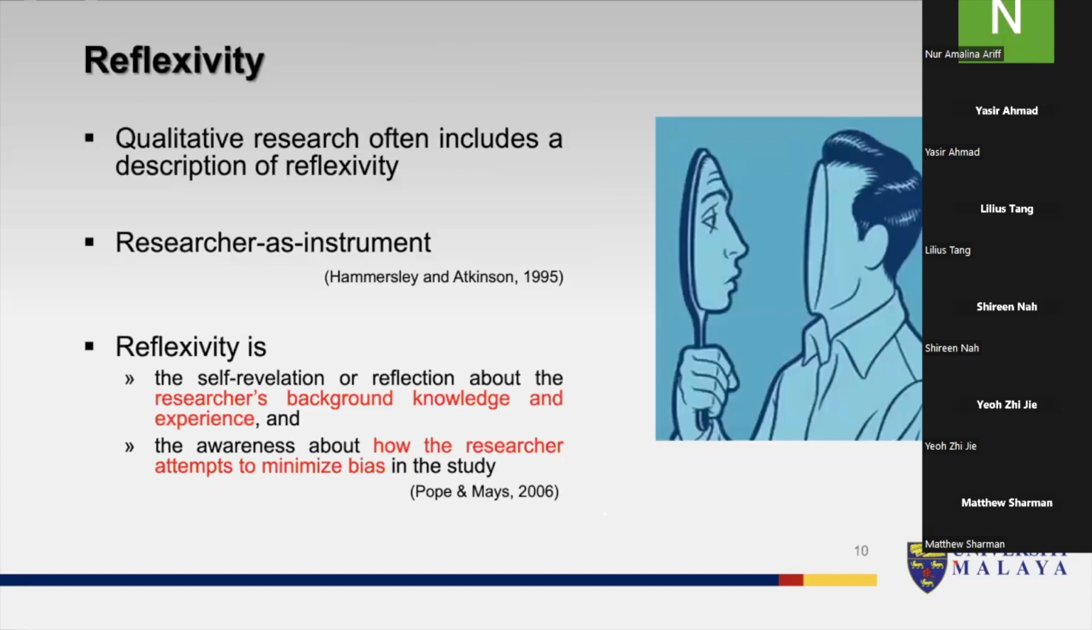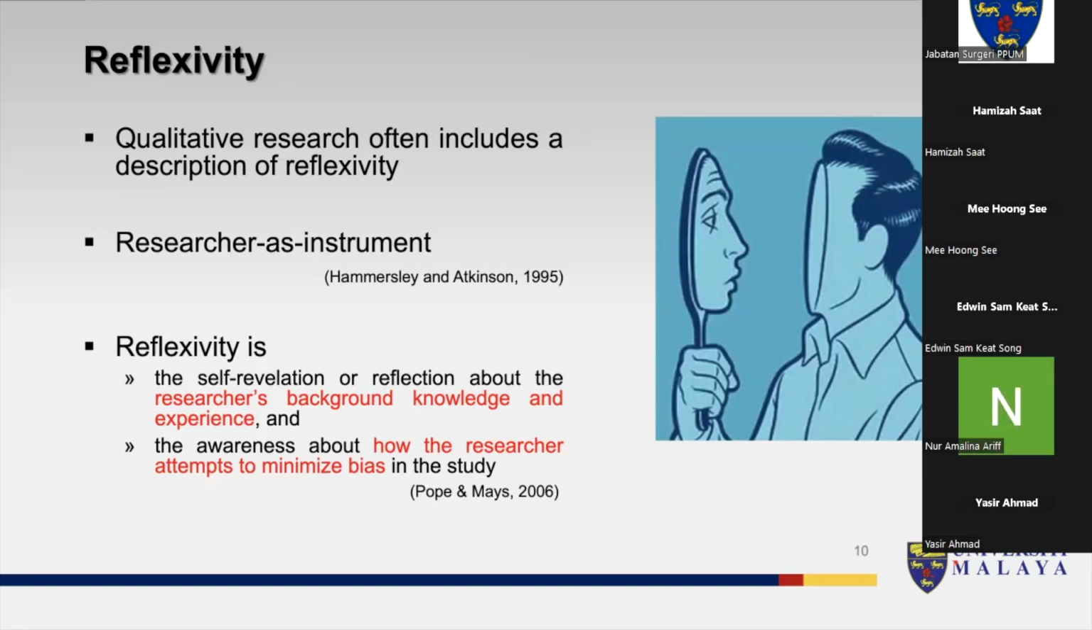Another thing that is also important to consider is reflexivity. Qualitative research often includes a description of reflexivity because in qualitative research, the researcher is an instrument. Unlike in quantitative research, where your instrument is a questionnaire. So in qualitative research, the researcher is the instrument. In your research report, you should include a description of your background and your way to minimize bias in your study. For example, your background is maybe that you are a clinician and you interview patients, and how you reveal yourself to patients and how you minimize bias in your findings.